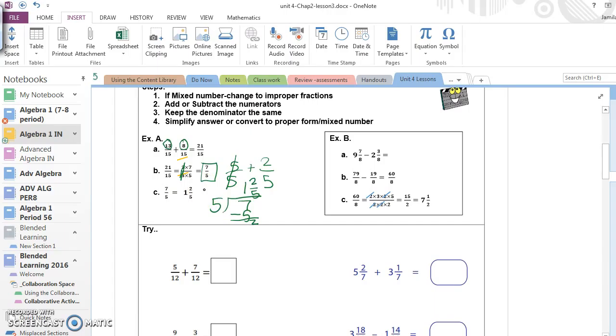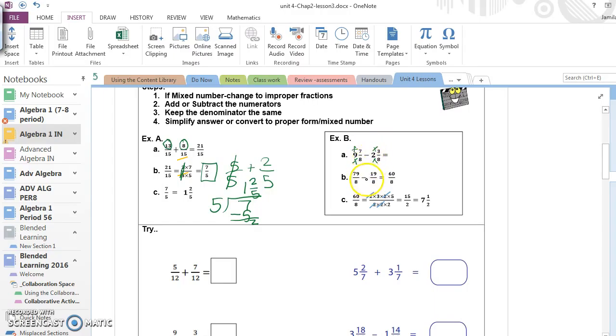Now let's take a look at example B. In example B, we have mixed numbers. So the first step is to change these into improper fractions. So remember, in order to change to an improper fraction, we take the denominator times the whole. So 8 times 9 plus 7, which is 79, and we put it over the denominator of 8. The next one, 8 times 2, which is 16, plus 3, which is 19, over the denominator of 8.